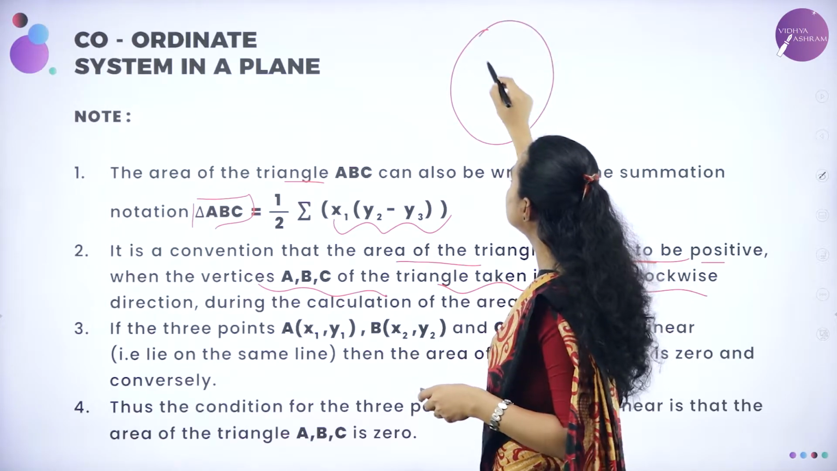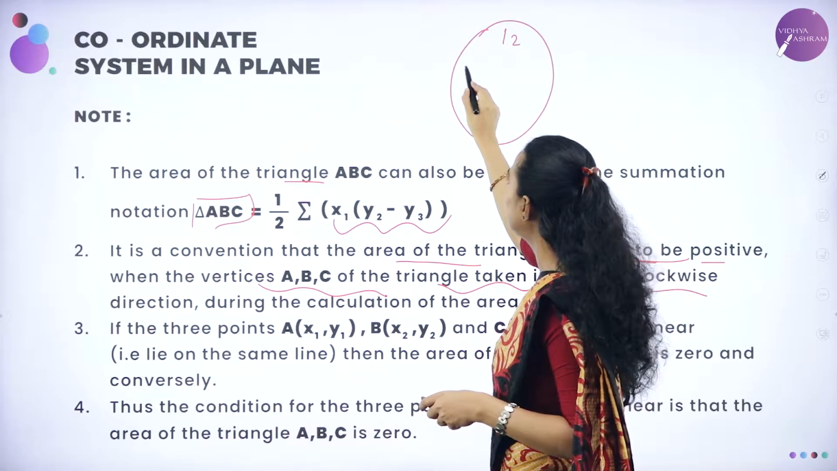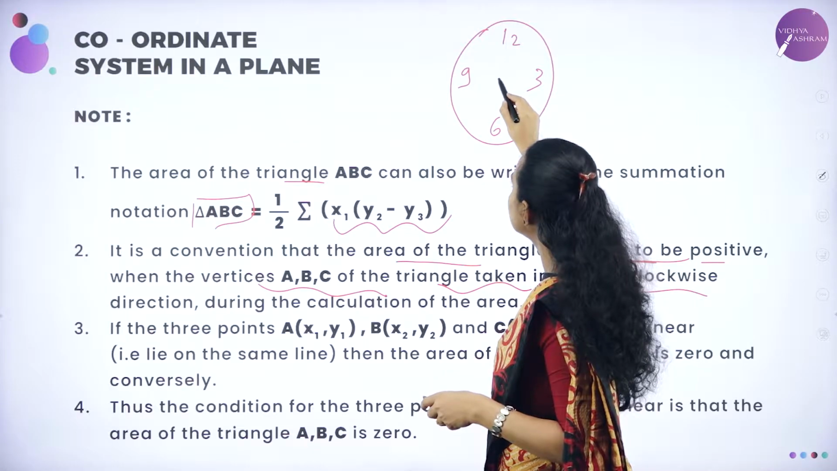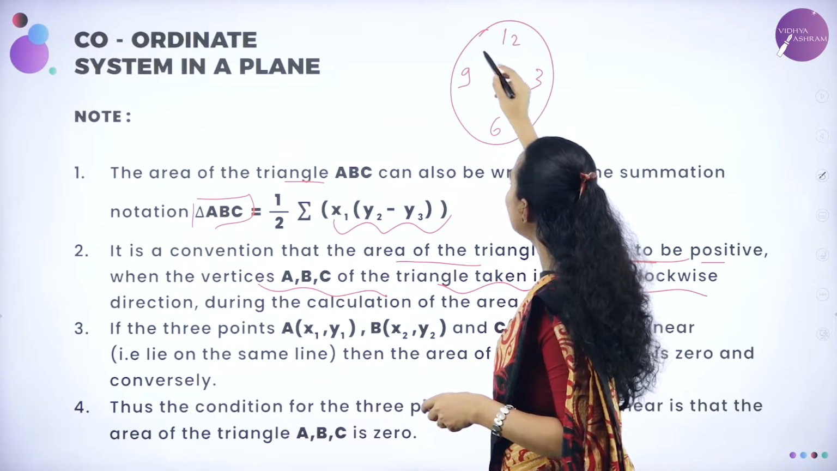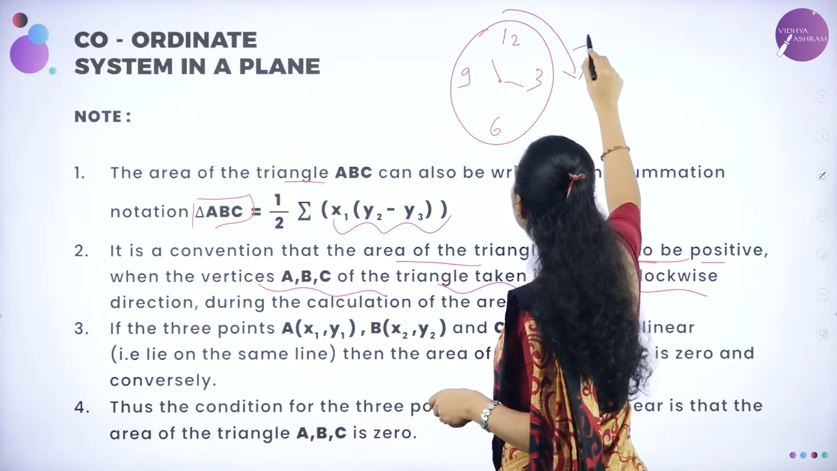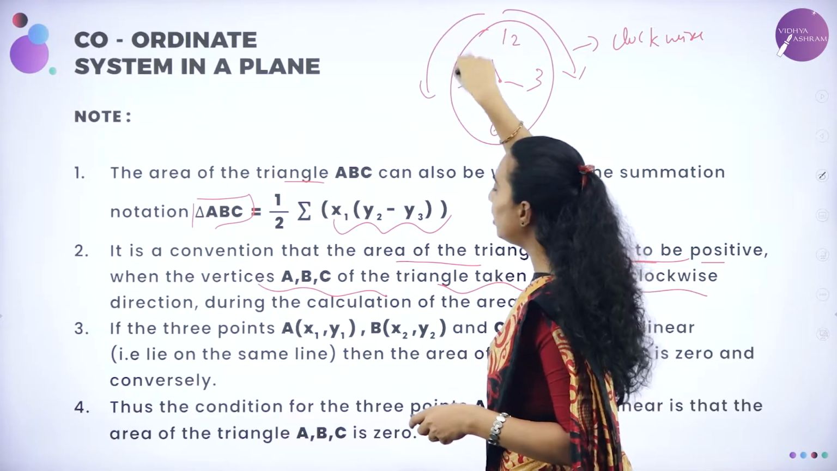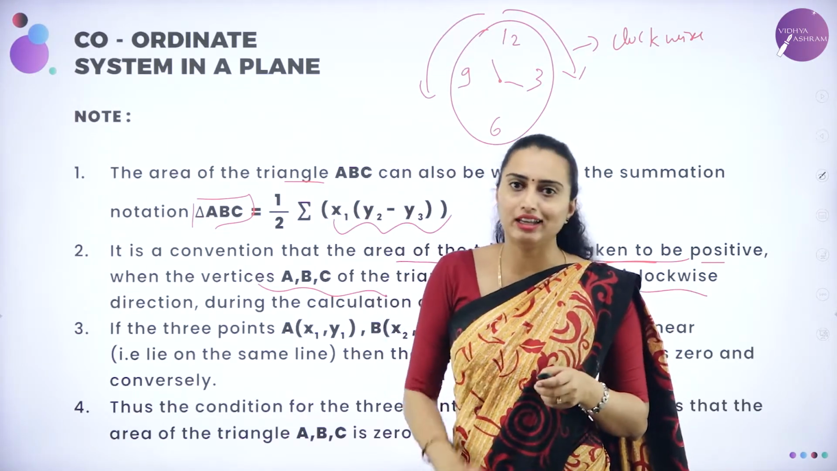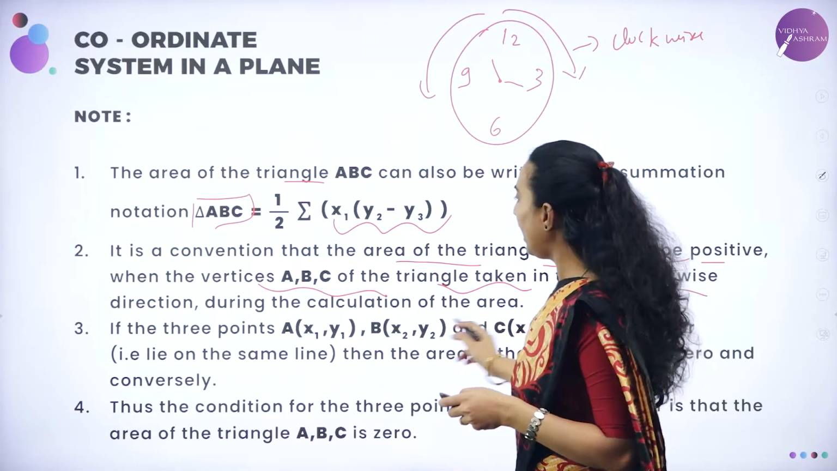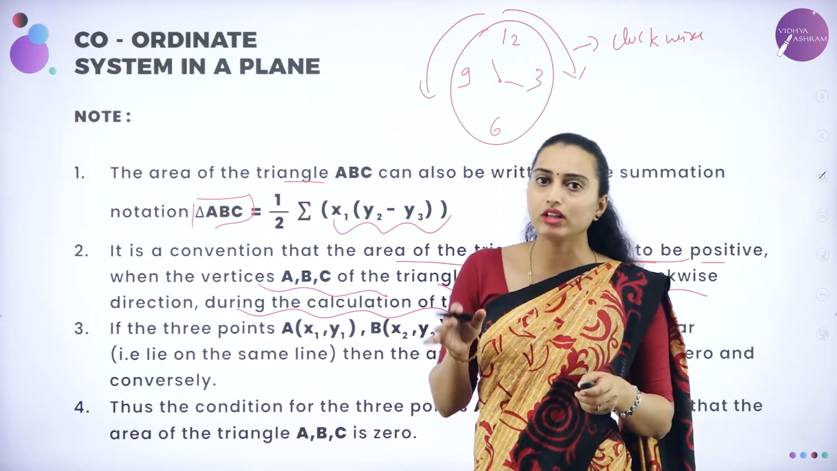So what is this? This is the clock you are having, isn't it? Here you are going to have 12, here 9, here 3, and here 6. The clockwise direction means how the clock will run, like this it will run. This is called clockwise direction. Anti-clockwise means the opposite, the opposite of the clock. Understood? So during the calculation of the area, you always move in the anti-clockwise direction.